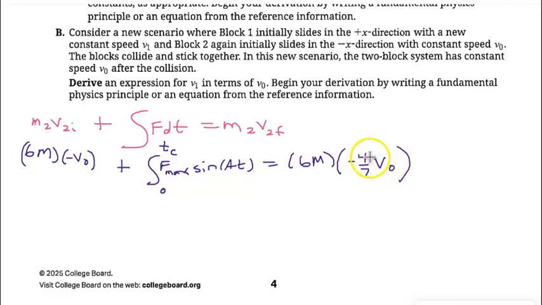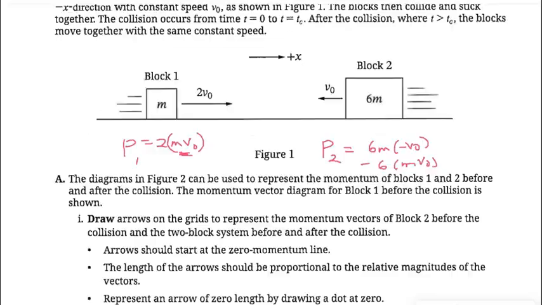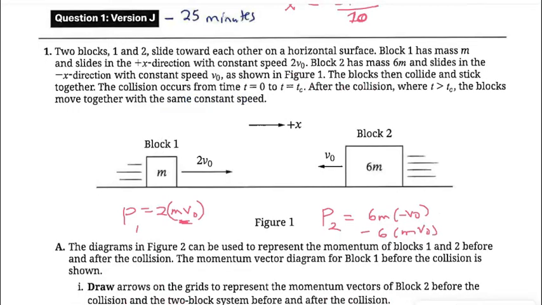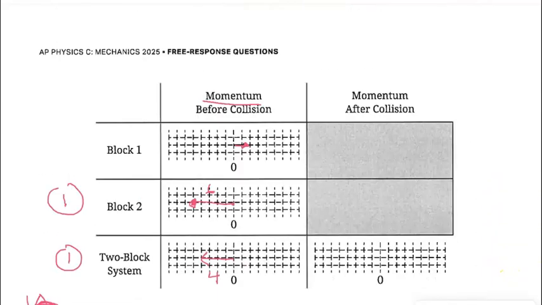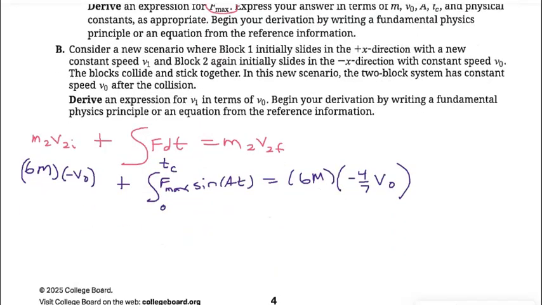And you're like, how did I know that? As I was setting this up, I'm like, oh, I don't know what V2 final is. So I went back to this diagram and I conserved momentum. So super quickly, I said m times 2v naught plus 6m times, watch your minus signs, minus v naught equals, oh, they stick together, 7m v final. So that's v final for both blocks. And then you get minus 4/7 v naught. That's where that came from.